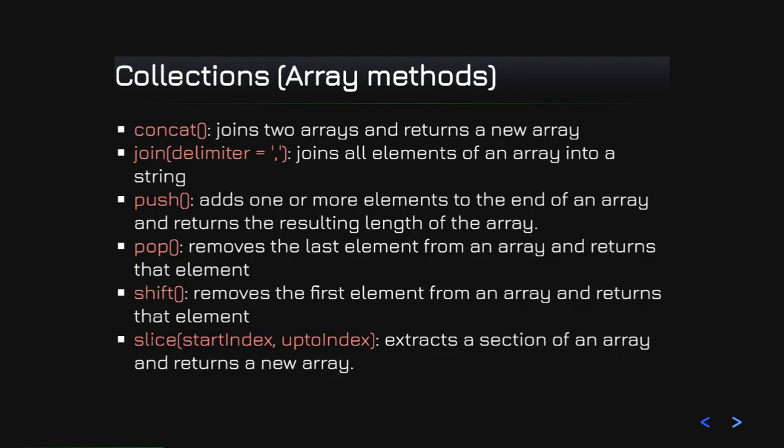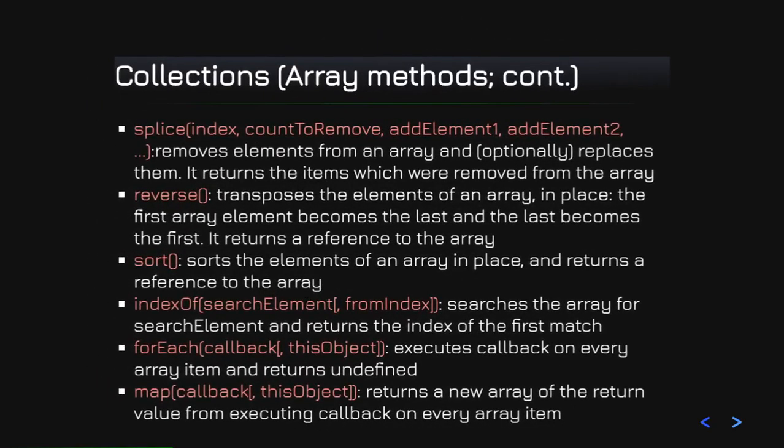Then we have another important method, which is slice, which extracts a portion of the array from the start index up to the end index. Some other methods are splice, which removes some elements starting from this index. It removes count elements, and optionally, it can add some other elements instead of those removed. Then we have reverse, which parses in reverse order the elements of an array, so that the first element becomes the last, the second one the last but one, and so on. It returns a reference to the array. Then we have sort for sorting the elements of an array. Then we have indexOf for searching an element in an array, starting from an index or starting from index 0.